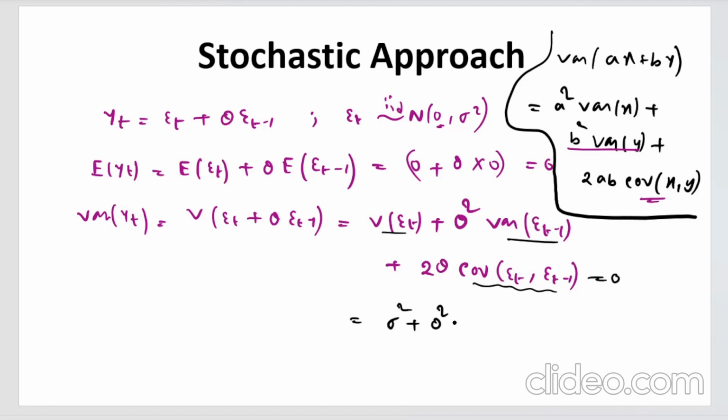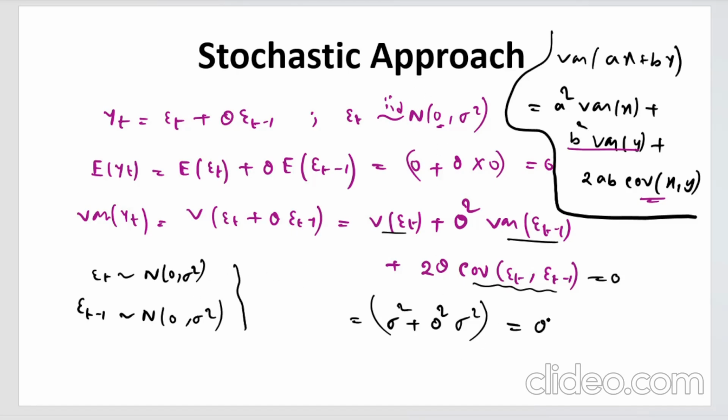Variance of epsilon t minus 1 is also sigma squared, because they are identically distributed, as I have told you. Two different time points t and t minus 1, since they are IID, the distributions are identical. So epsilon t will follow normal 0 sigma squared, and epsilon t minus 1 will also follow normal 0 sigma squared, right? So this is all you have. If you take sigma squared common, you will have 1 plus theta squared. So this will be your variance, and this 0 is your expectation.